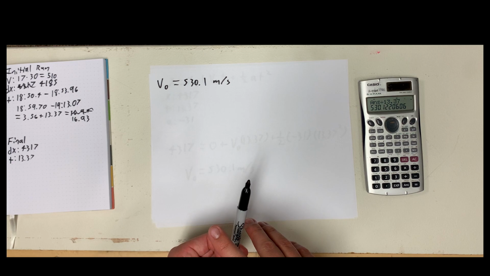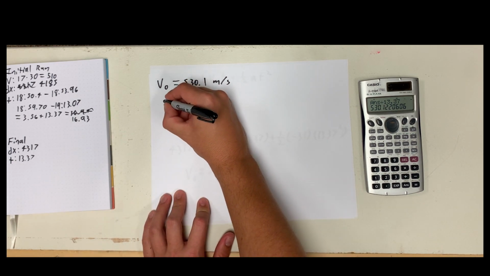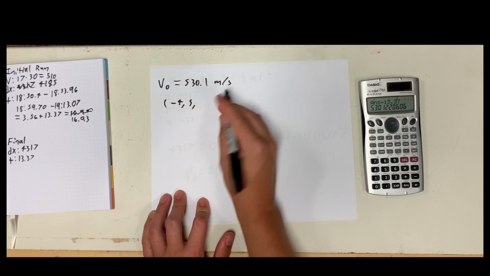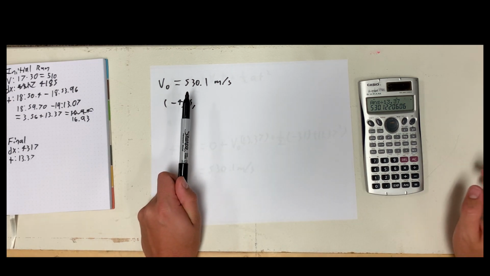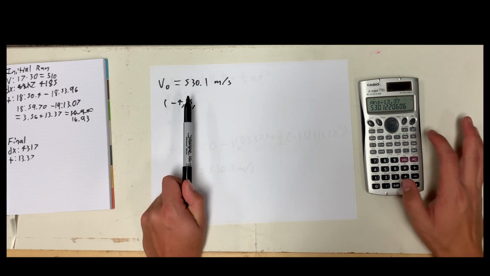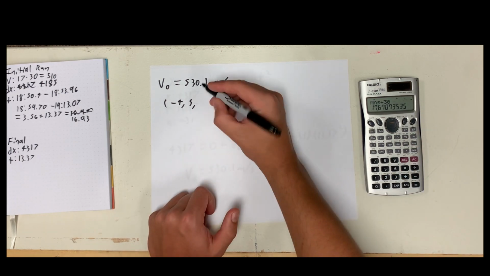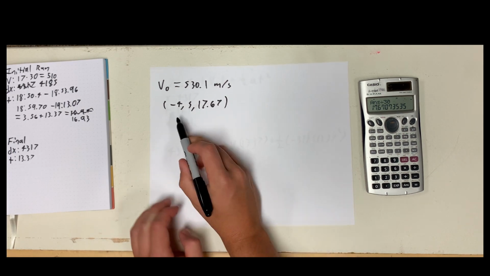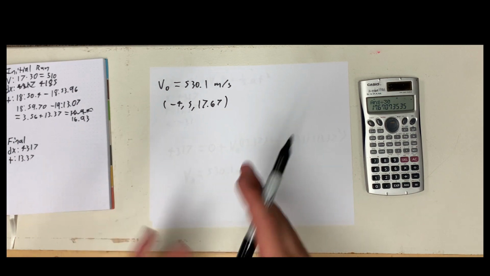So let's put up the vector here. So that would be -4, 5, and we have to divide this number by 30 to figure out how many meters he moves per frame. So divide this by 30, we get 17.67. So that's our velocity vector in all three directions, of course.